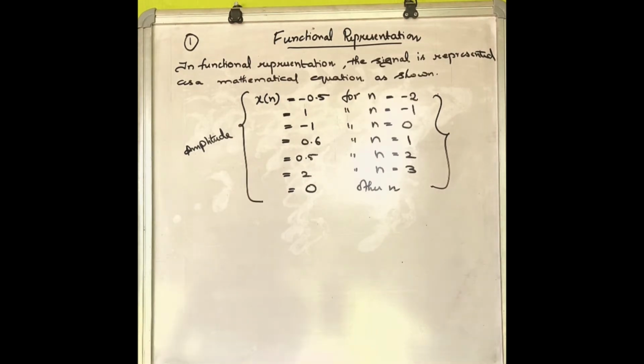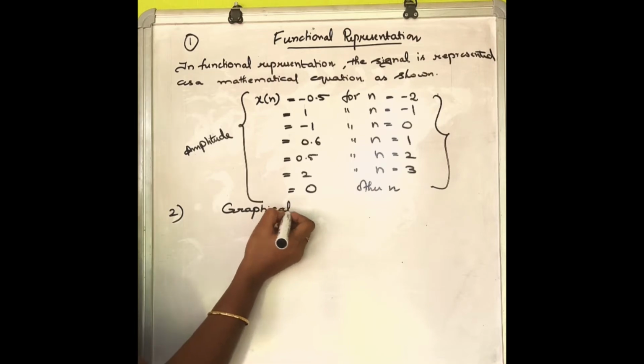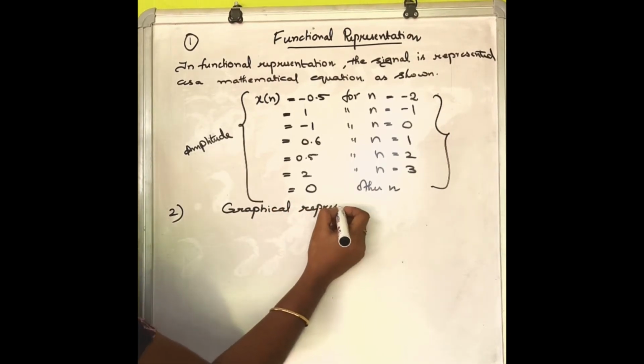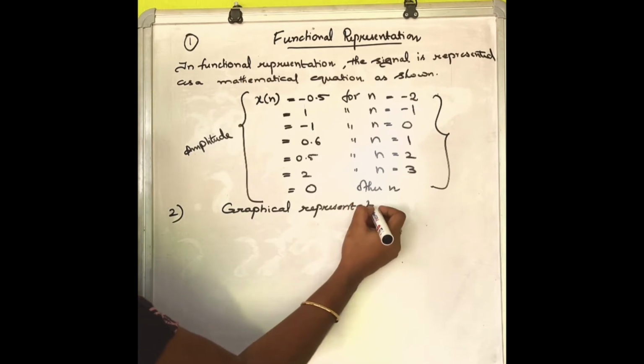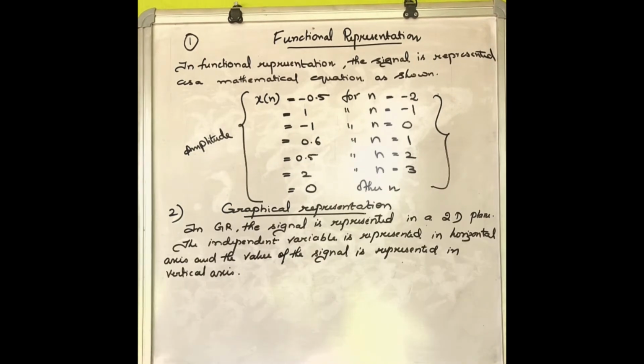Next we'll see what a graphical representation is. The second is graphical representation. Here in graphical representation, which is denoted by GR, the signal is represented in a 2D plane, that is two-dimensional plane. The independent variable is represented on the horizontal axis and the value of the signal is represented on the vertical axis.